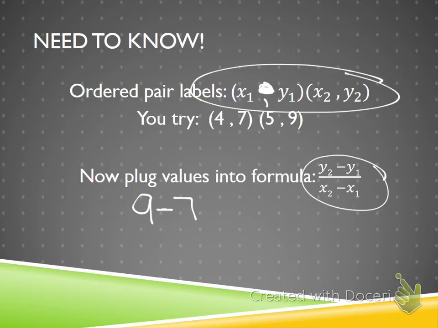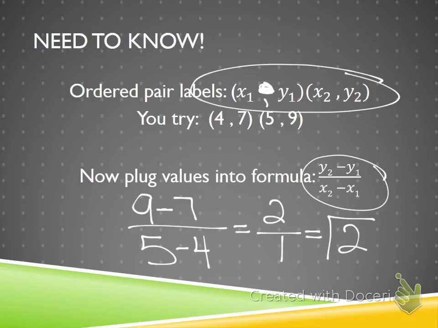7. Which value is X2? 5. Which value is X1? 2 over 1, or just 2? And here's when this is helpful. Did I show you a graph on this? Is there a graph here where you can count the units?